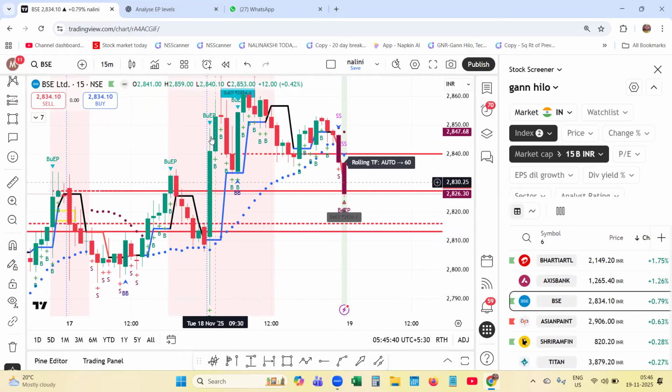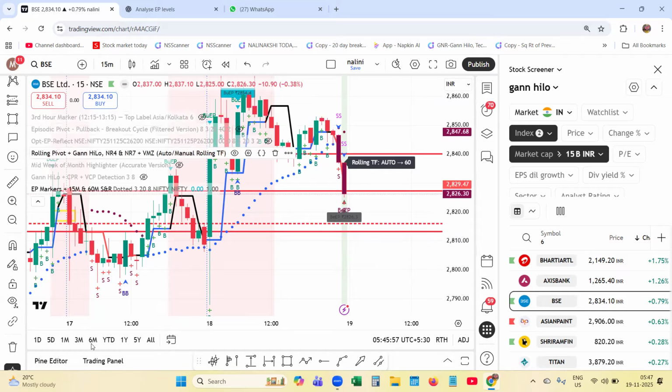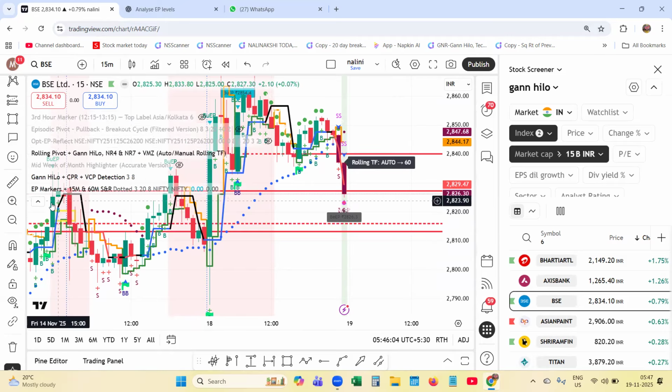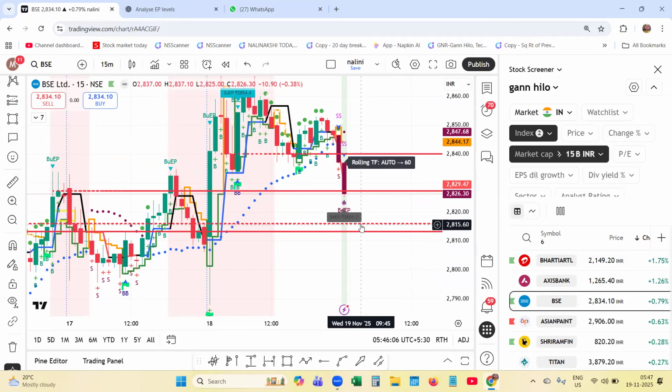Now this is the imbalance. It's trying to balance out. This is how you are going to analyze EP lines on your chart, along with the trend and the rolling pivot. Even to make it a little bit safer, you can enable another indicator, GAN Hilo and CPR. This is GAN Hilo CPR.